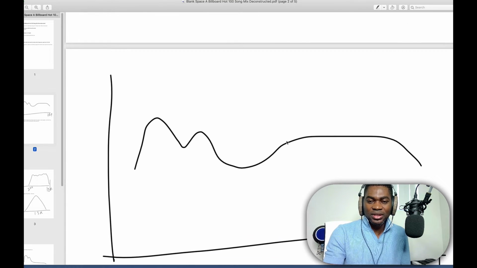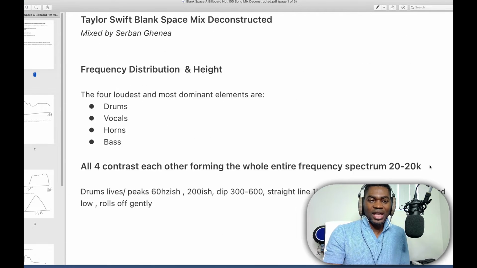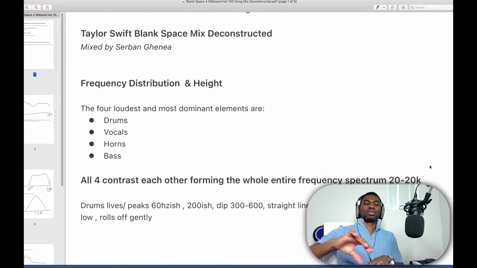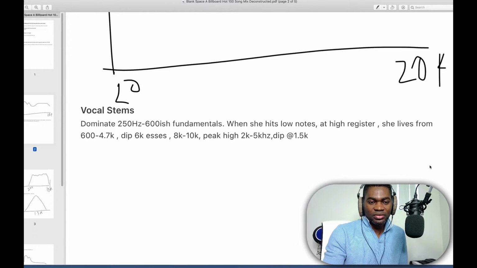Now let's look at the picture again. You see, let's say this is our 300 to 600, and let's say the 1K starts from here and it goes all the way to 8K and it rolls off. That's it. So that's the frequency pocket of what the drum section is. The next will be the vocal, if I'm correct.